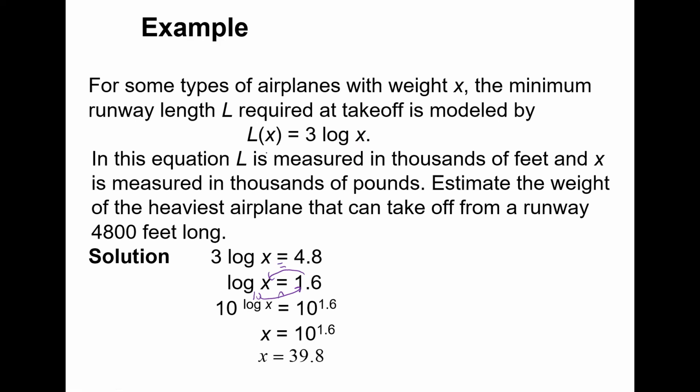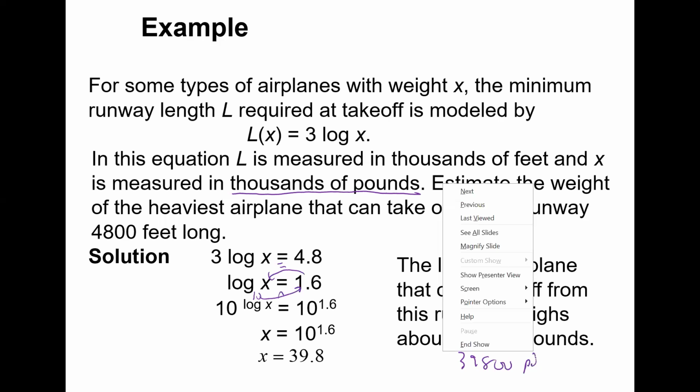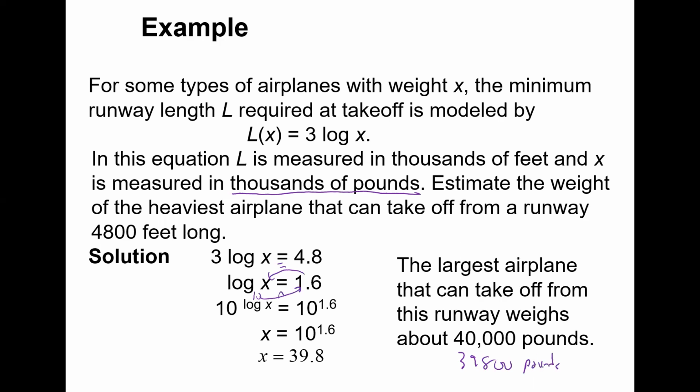But what do we know about x? It's measured in thousands of pounds, so we have to multiply that by 1,000, and so it's going to be approximately 40,000 pounds. Okay, so again, it doesn't say what to round it to. So if you had 39,800 pounds, if I can write here, then that would be fine as well. If it says round to the nearest 10,000, or if it just says what it would be, that would be kind of what it is.